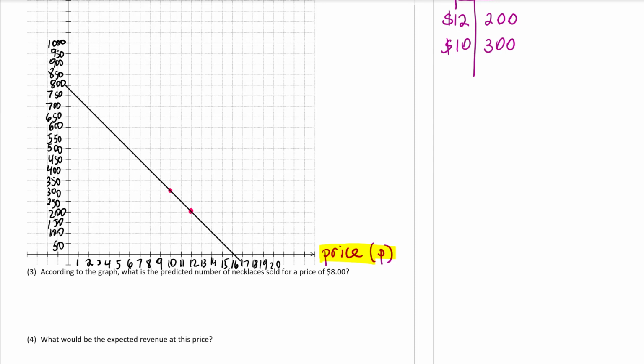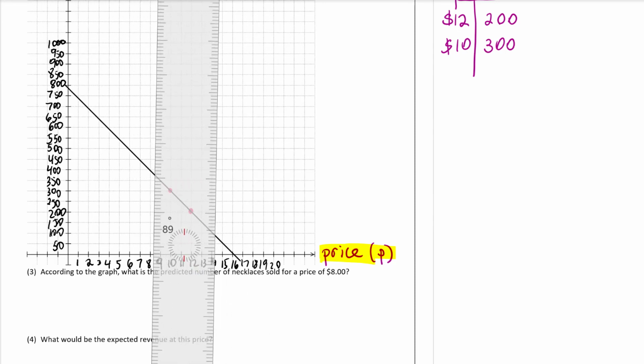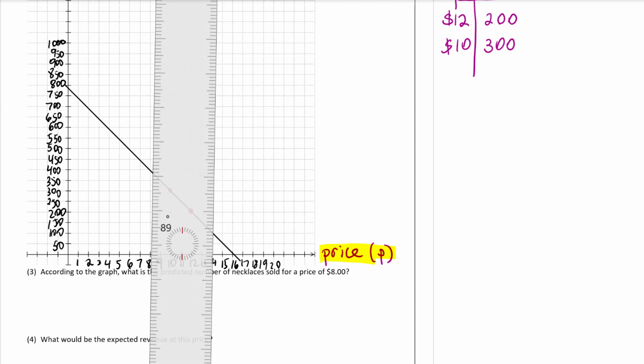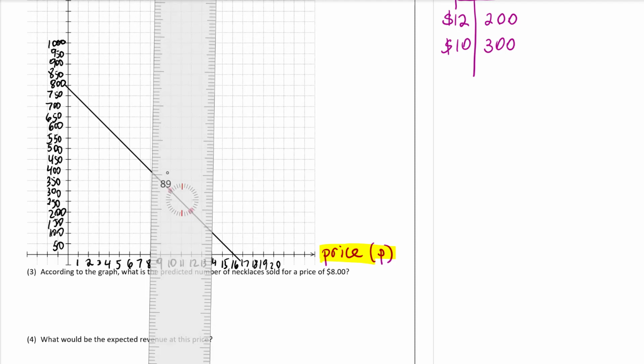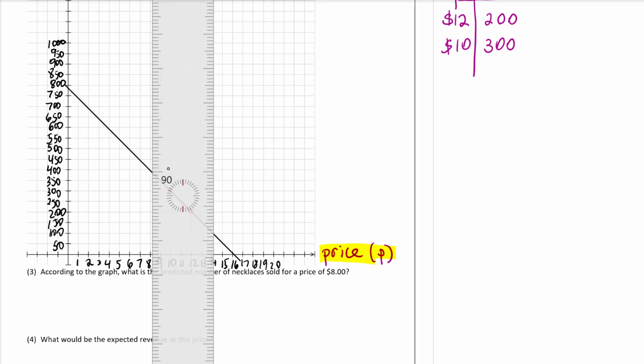We got this linear model, and it says, according to the graph, what is the predicted number of necklaces that are sold for a price of $8? Okay, I'll give you a moment to look at the chart and decide what would be the number of necklaces sold if you go by $8. So look at the graph. Okay, if I use this ruler just for you to see it better, right here at $8, I'll use a red dot to plot it. So at $8 we got, let me move this right here, it looks like it is about 400, correct?